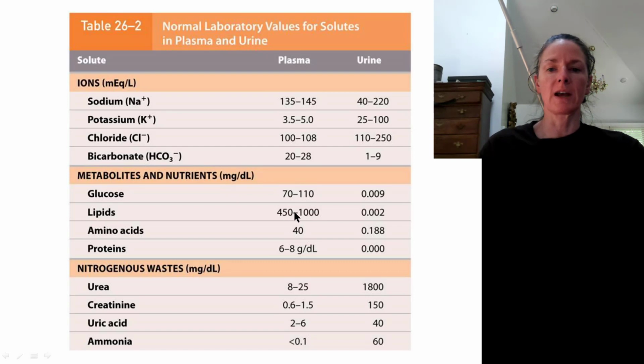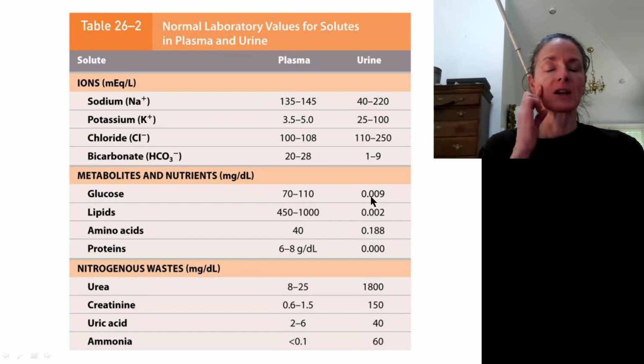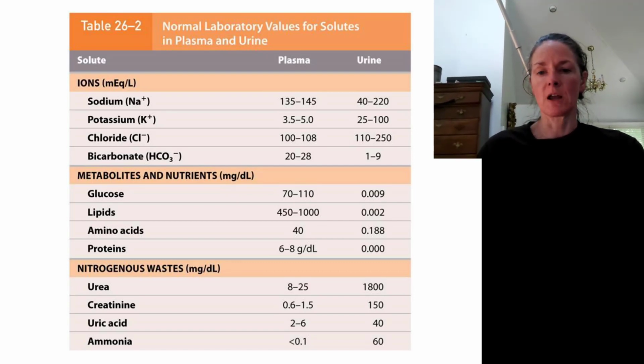Lipids, once again, lipid concentration in plasma is quite different from lipid concentration in urine. Amino acids, we get quite a bit more amino acids in plasma than in urine. So most of these valuable things have been recaptured by the kidney tubule, or the renal tubule. One thing to note, proteins. You should not have any proteins within the urine.